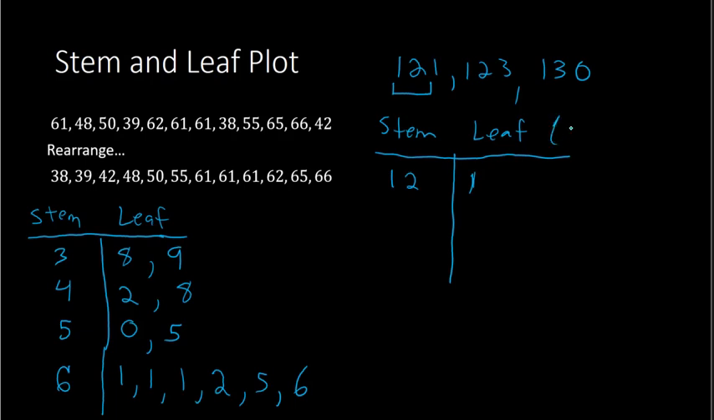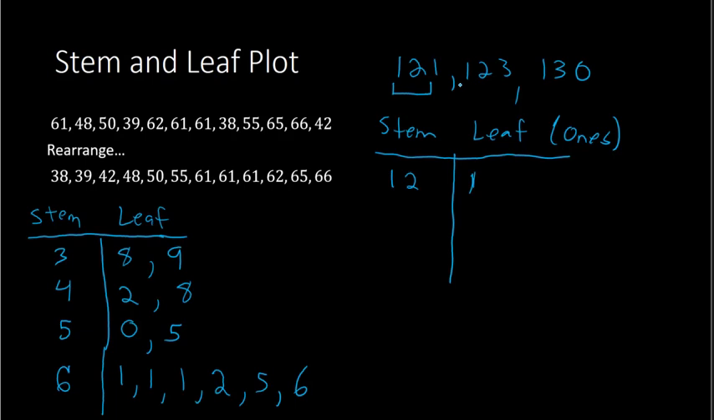So the leaf will always be just the ones place, whereas the stem could be more than just the tens place. It could be hundreds and tens place. It could be bigger than that even. If you're in the 1,000 range, it could have 3 numbers in the front. But the leaf will always be the ones place.